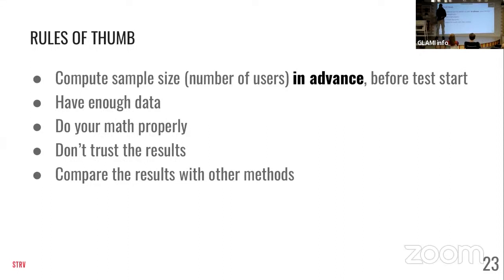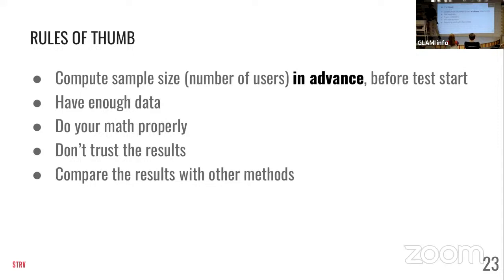So if you don't have enough data, try to aim for a change that has more impact. The effect is bigger, so you need less data. Of course, do your math properly. If you use an A/B testing tool, I really recommend plugging your numbers into a different tool and comparing them. Don't trust the results, never.